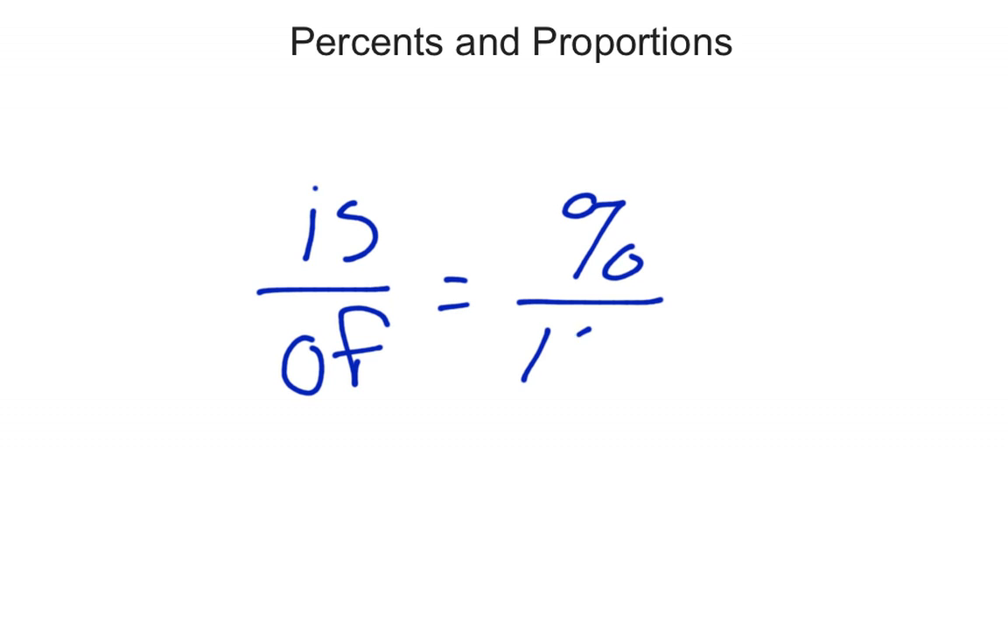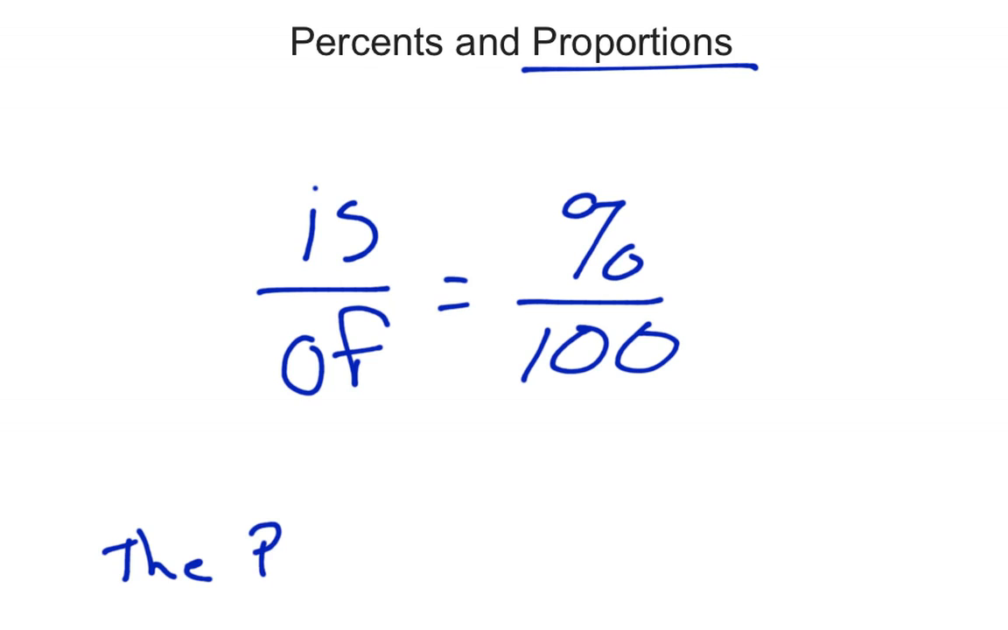What we're going to use to solve these today, and there's a couple different methods to do this, but the one that I like to use is what we call is over of equals percent over 100. And then we're going to go ahead and write that down. Is over of equals percent over 100. And you can see that I'm setting this up in the form of our proportion. All right, this is what we call the percent proportion. Matter of fact, we can write that down.